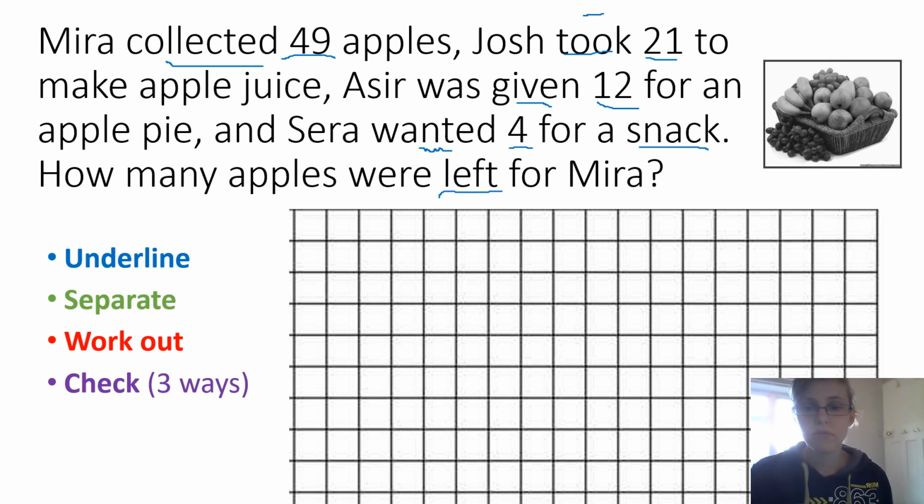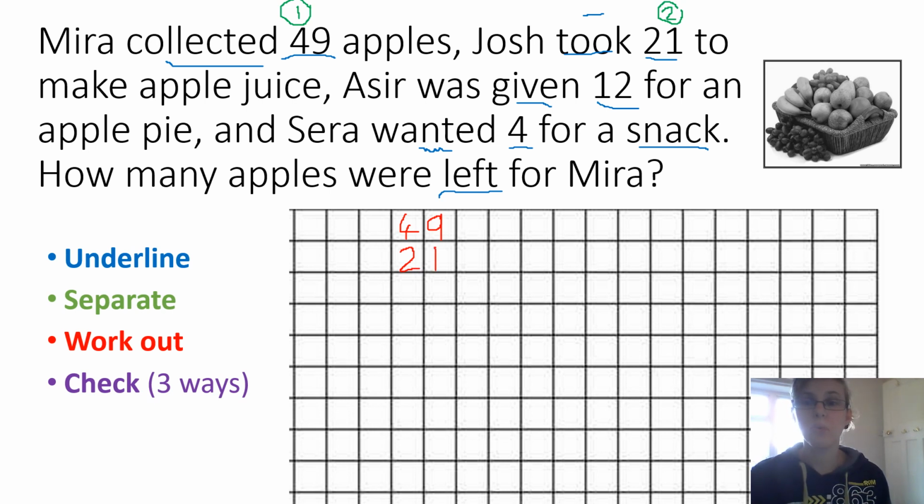So we know that's part 1. Step number 1 is that Mira has 49 apples. So we know that's going to be the first part of our working out there. So she has 49 apples. I like to start at the top because I know I'll have lots of space then. Josh took 21 away. That's part number 2. He's taken 21 away. I'm going to pop it in next.